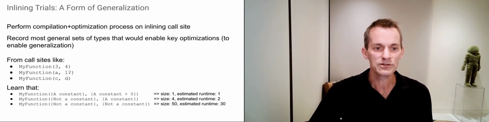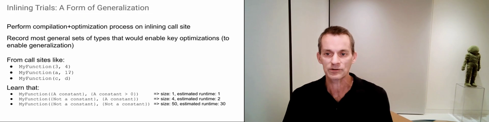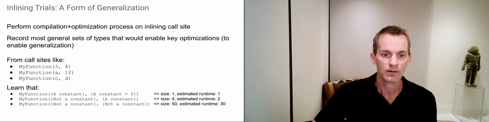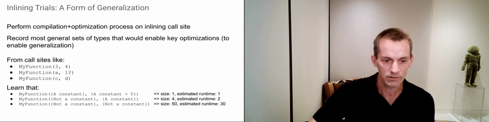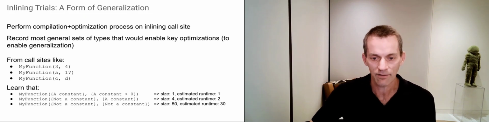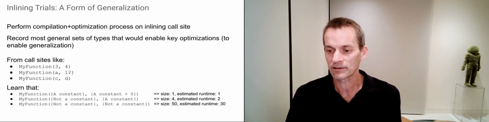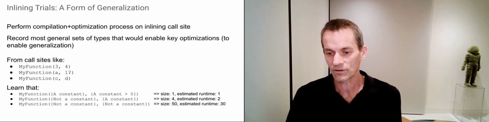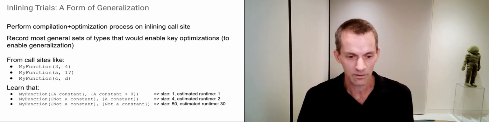The hope would be that an inlining trial is a way to perform compilation and then the optimization process on the inlined code. And you can record the most general sets of types that would enable key optimizations. This is why you're trying to enable generalization. You want to be able to say, for example, that you learned that myfunction, when called with a constant and a constant greater than 0, has a code size of 1 and an estimated runtime of just 1. But if you call myfunction with not a constant and a constant, then the code size is larger because it wasn't able to perform as many optimizations, and the estimated runtime is 2.